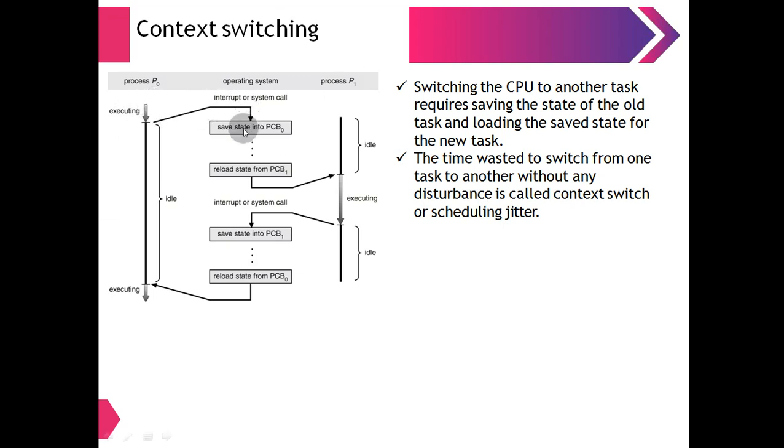What will happen? With the interrupt system call, this process will save its state into the PCB. It will be in a save state: save state into PCB 0, and reload state from PCB 1. It means the process P0 was executing. Suddenly there is an interrupt system call, but this process is not executing at that time because it is in the idle state. The task which was in the running state will go into a hold position. The interrupt system call has appeared, so save state into PCB 0 and reload the state from PCB 1.